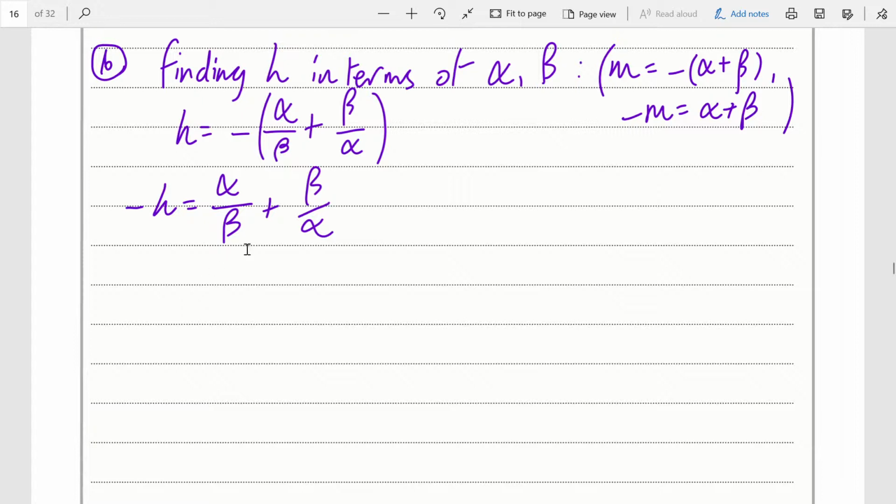We have this expression here. We're going to add up the fractions and get them into like terms by multiplying both the numerator and denominator of this by alpha, and then both the numerator and denominator of this by beta, so that the denominator is both alpha times beta. So minus h is alpha squared over alpha beta plus beta squared over alpha beta.